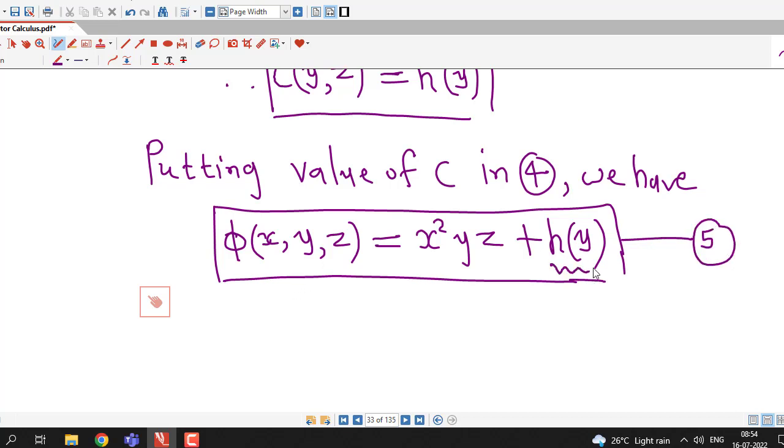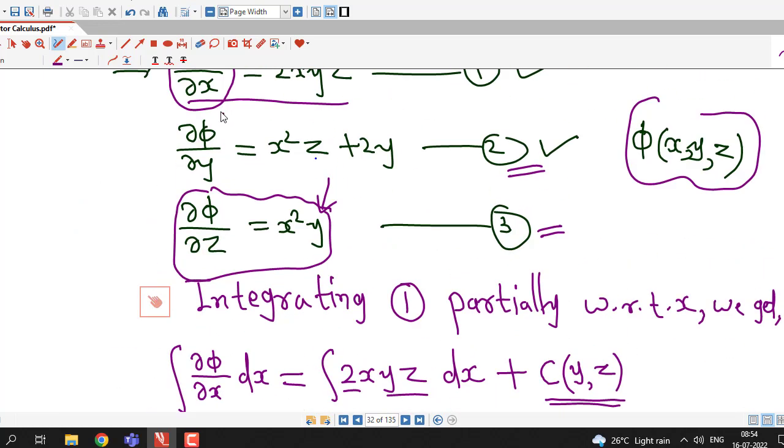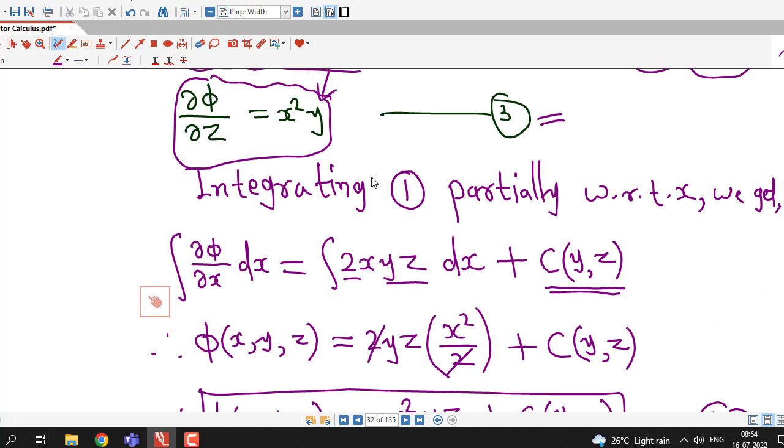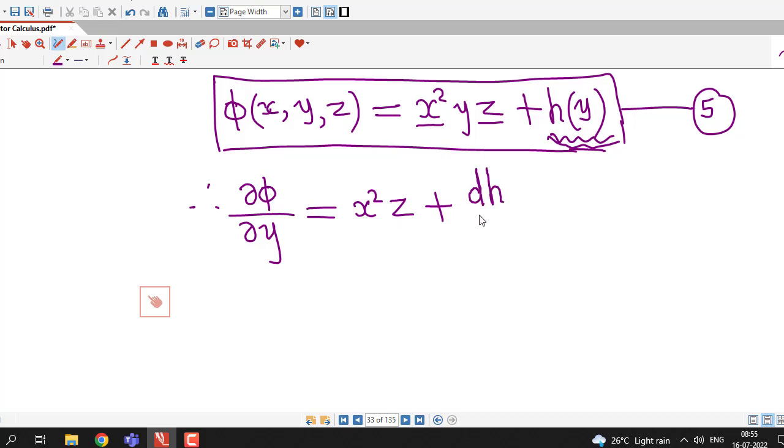So what is the unknown quantity? Unknown quantity is this one, h of y. So for that we can use this equation number 2, which we have not used so far. So to use this equation, we have to first differentiate this with respect to y. So in the next step, we write down del phi by del y. We differentiate partially with respect to y, considering x and z as constant. So here we have x square z, derivative of y is 1, and because h is a function of y only, here we write dh by dy.